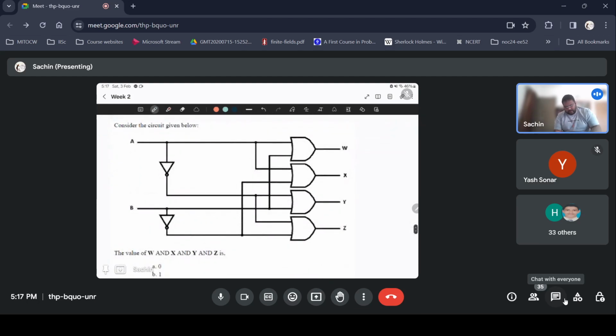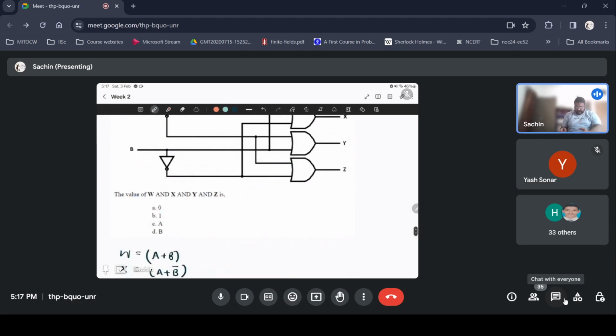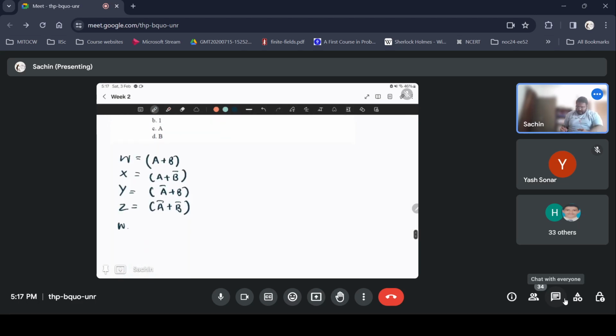So the value of W and X and Y and Z. So they're adding everything. W and X and Y and Z. A plus B and A plus B bar, A bar plus B, A bar plus B bar. This you can write as A plus B B bar, right? Right, using the distributive law. This can be written as A bar plus B B bar.